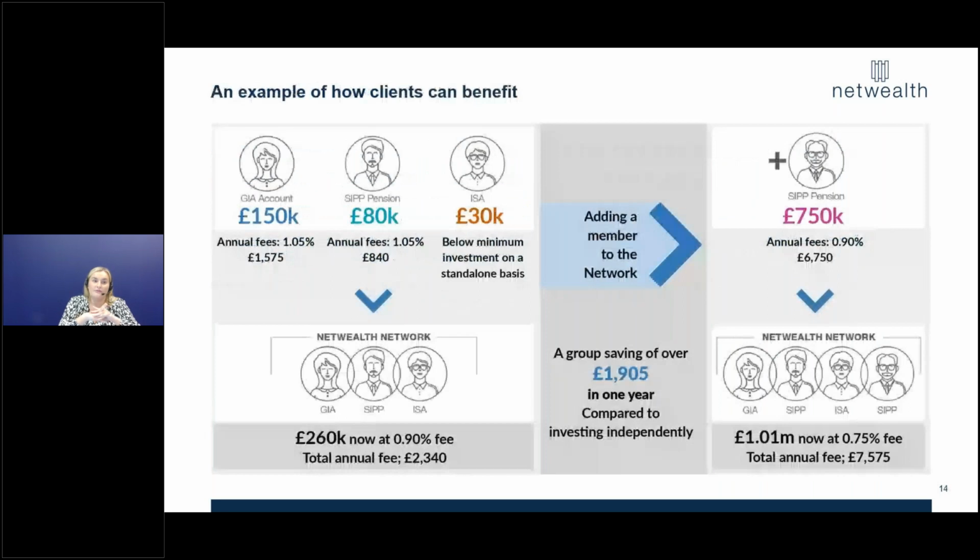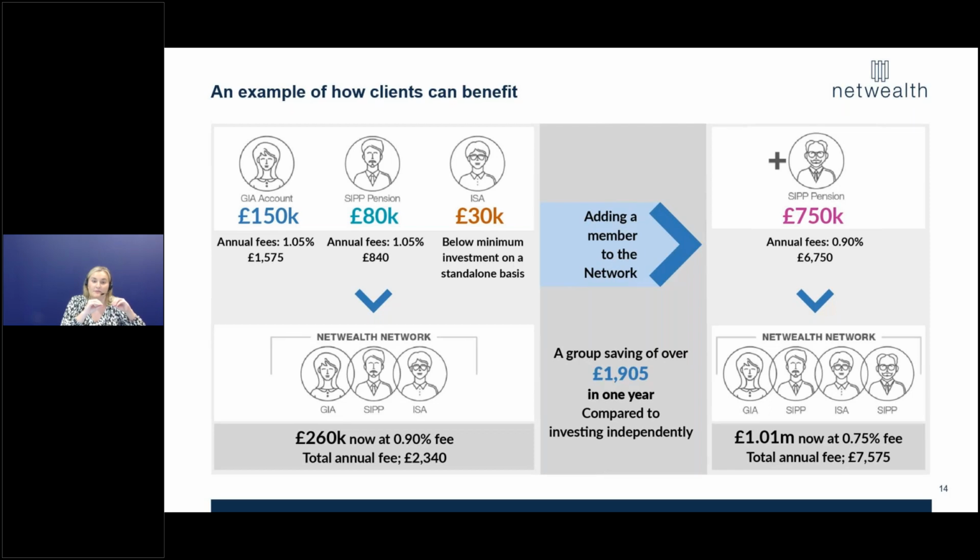So let's work through an example here together, showing how the network works in practice. On the left-hand side here, we have three individuals. Let's say they're family members. So we have a lady there looking to open an £150,000 general investment account with Netwealth, and her husband is looking to open an £80,000 pension.